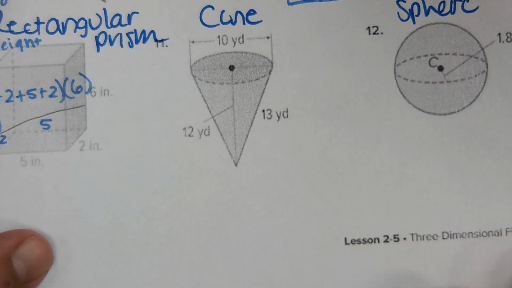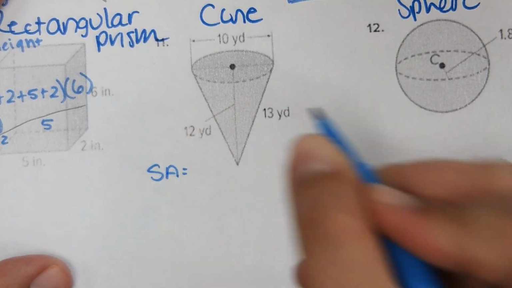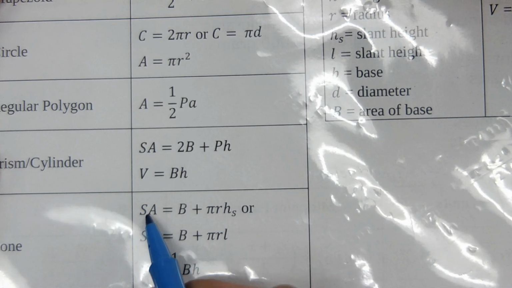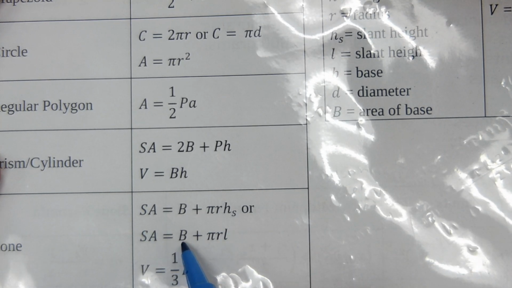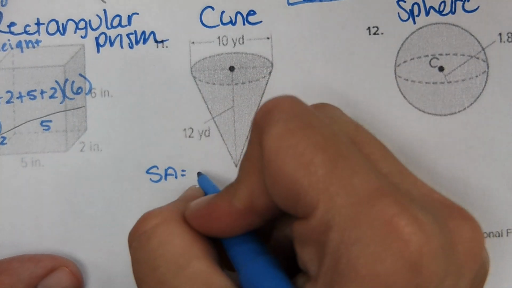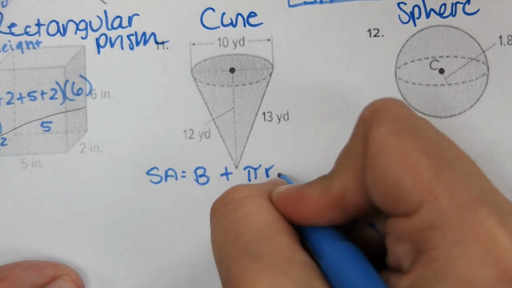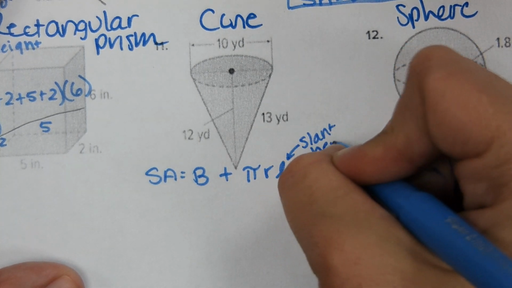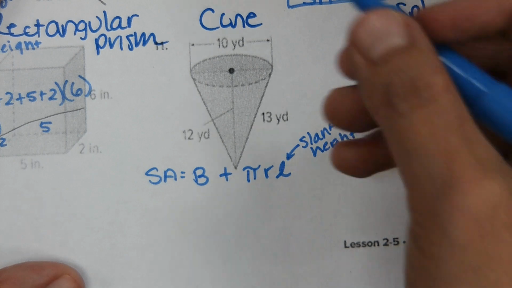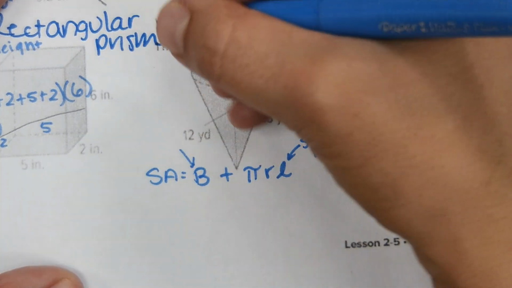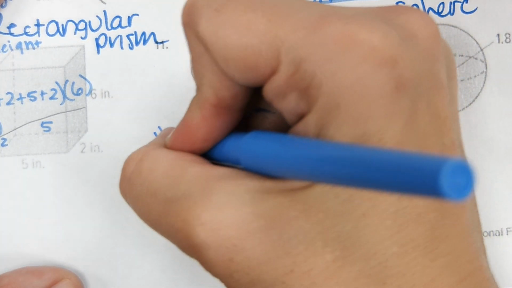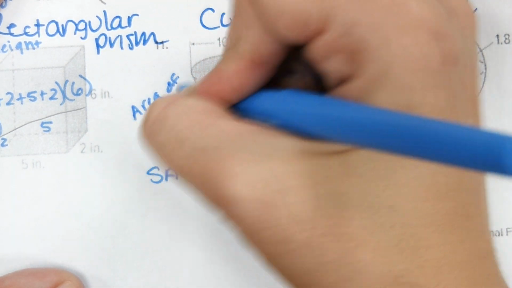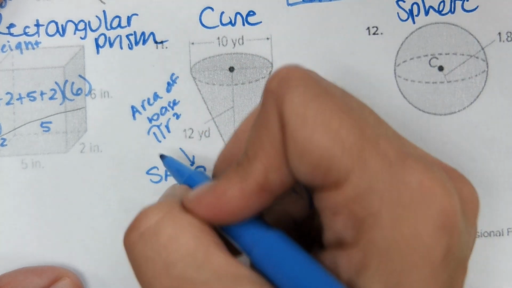Okay, so for a cone, again, we're just going to look at the reference sheet for the surface area equation. For a cone, both of these are the same thing. Surface area equals area of the base plus pi r L. L being slant height. And then B, area of the base, would be pi r squared, area of base, which is a circle, so pi r squared.